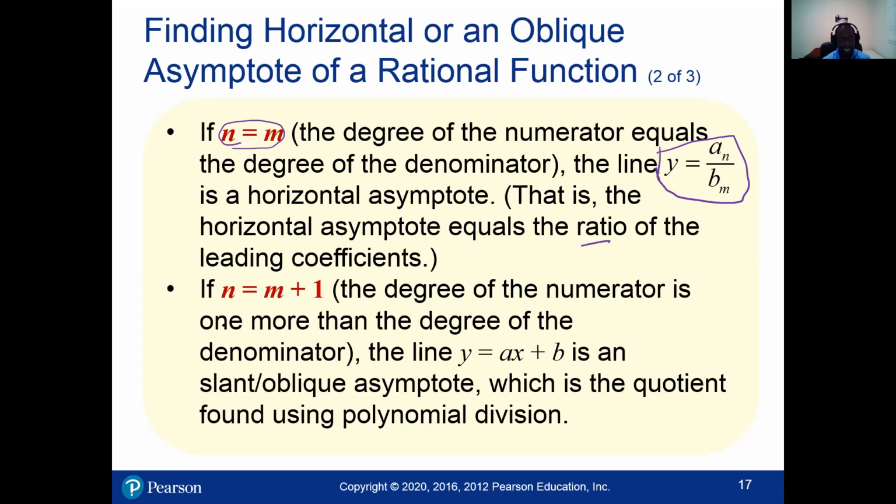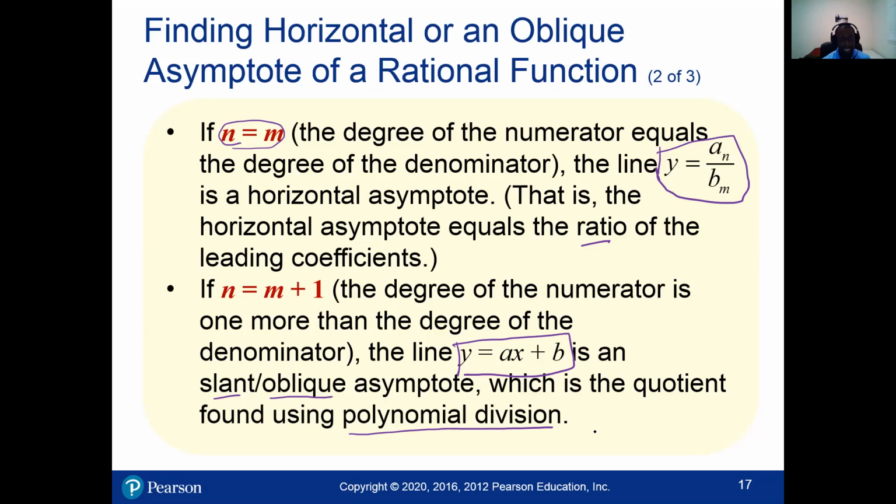Now, case number 3. If the degree of the numerator is greater than the degree of the denominator by 1, then we have the line y is equal to ax plus b, which is called the slant or oblique asymptote. And we find this line by using polynomial division.